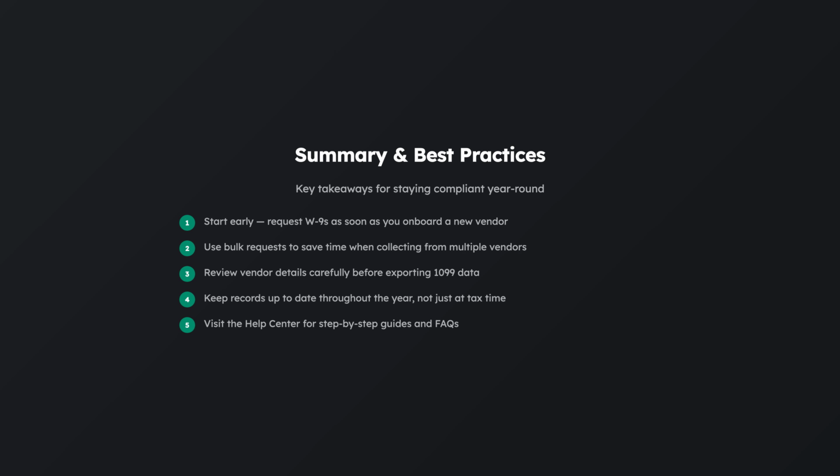Fourth, review submitted W-9 information and handle foreign vendors. Fifth, prepare for filing by checking for duplicates, excluding exempt vendors, and verifying all data. Sixth, export your data in the format your filing service requires. And finally, mark vendors as filed to maintain your records.